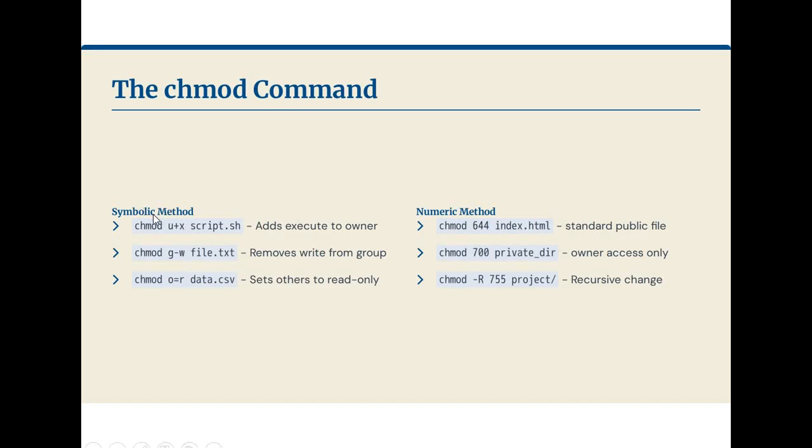Now let us have the symbolic method of changing the file permissions using the chmod command. Here u stands for user, g stands for group and o stands for others. We use three characters: plus for adding permission, minus for removing the permission, and equal to for setting the permission, irrespective of what permission the file previously had. Now let us see the demo of the chmod command using the symbolic method in the terminal.